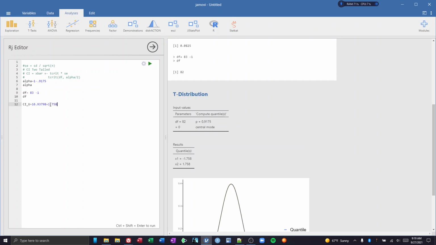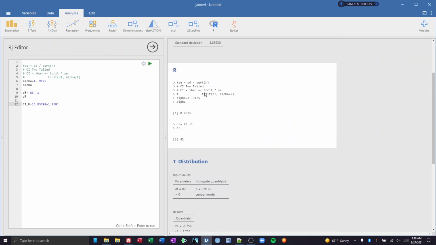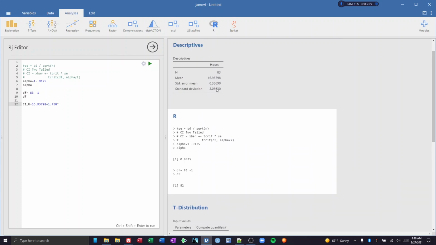0.758 multiplied by the standard error that we got from up here. Our standard error is 0.33690. Then we can get that confidence interval upper. And let's just run this thing again. We have 17.53 as our confidence interval.